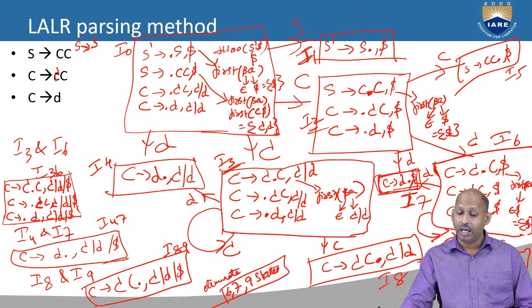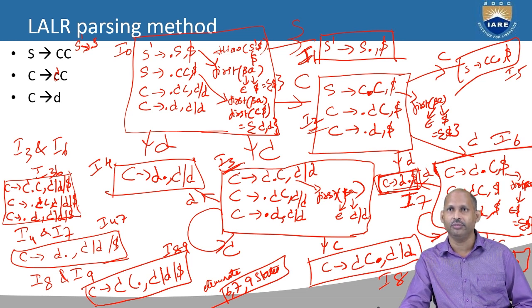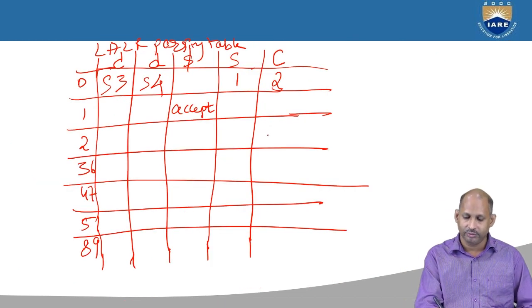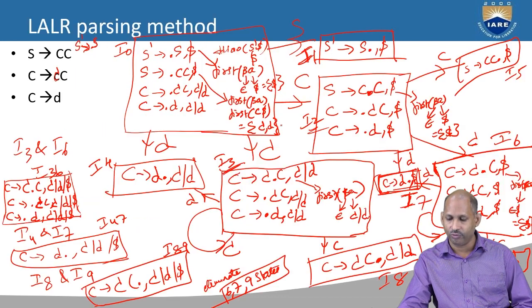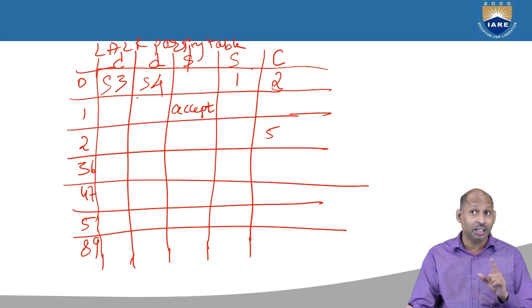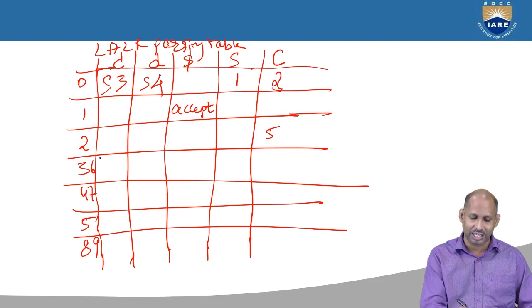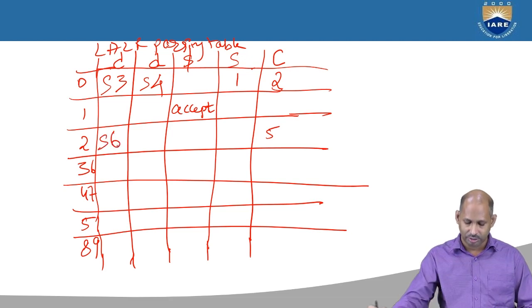Then I2 has 3 go-to operations. On C is I5. On terminal C is I6. On terminal C means action part. Action part means shift S6. Right?